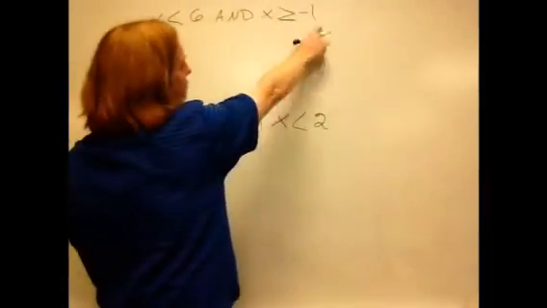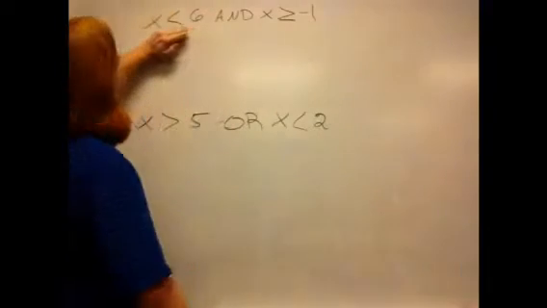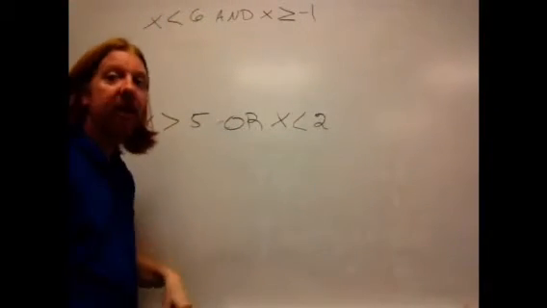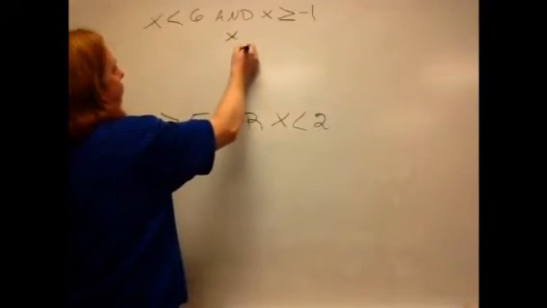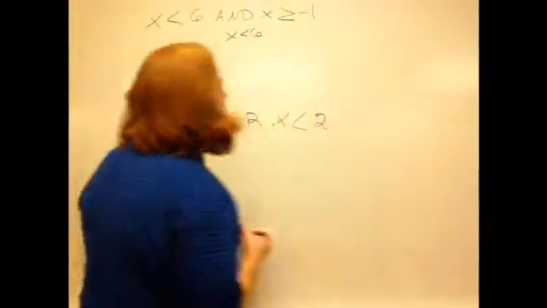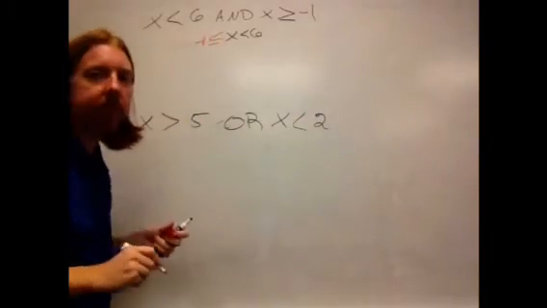I've got this bottom barrier here that x must be bigger than -1. And I've got this upper barrier of 6. X must be less than 6. I can put those together and write it this way. X is going to be less than 6, and at the same time, greater than or equal to -1.